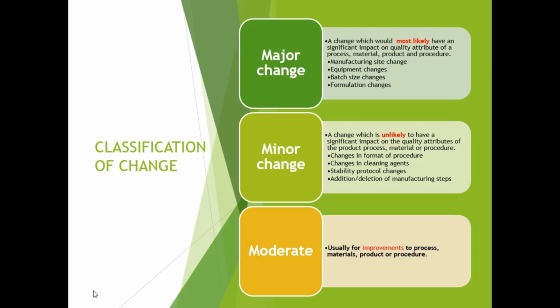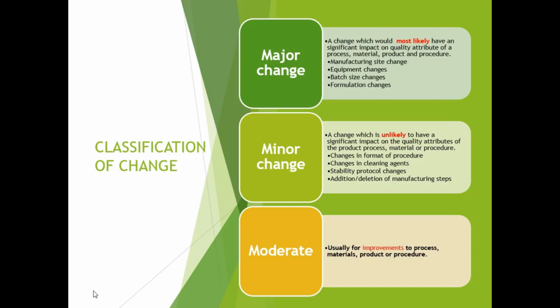So the next type of change would be a minor change, and this change is unlikely to have a significant impact on the quality attributes of the product, or of the process, or of the material, or of the procedure. So they would include things like changes in the format of a procedure, or a standard operating procedure, or a method, changes in the formats of a BMR or a batch manufacturing record, adding additional steps into the manufacturing cycle for clarification purposes, or changing the layout of a record or a procedure. So they're unlikely to have any quality impact, as they don't directly impact the product.